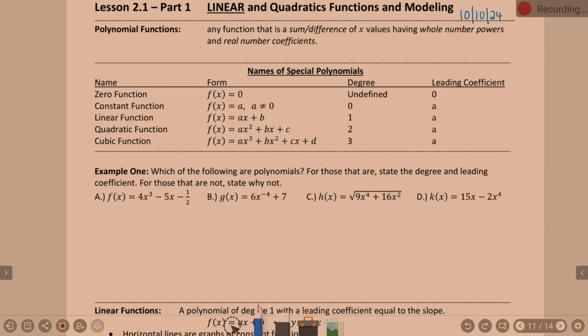So kind of the algebra review here. Let's go through example 1, looking at which of the following are polynomials. Okay, so either yes, it's a polynomial, it meets that definition up there, or no, it's not a polynomial. And then if it is a polynomial, we're going to talk about the degree and leading coefficients. If it's not a polynomial, we're going to talk about why it's not. Okay, so remember, if it's a polynomial, it's a sum and difference of different x values, whole number powers, and real number coefficients.